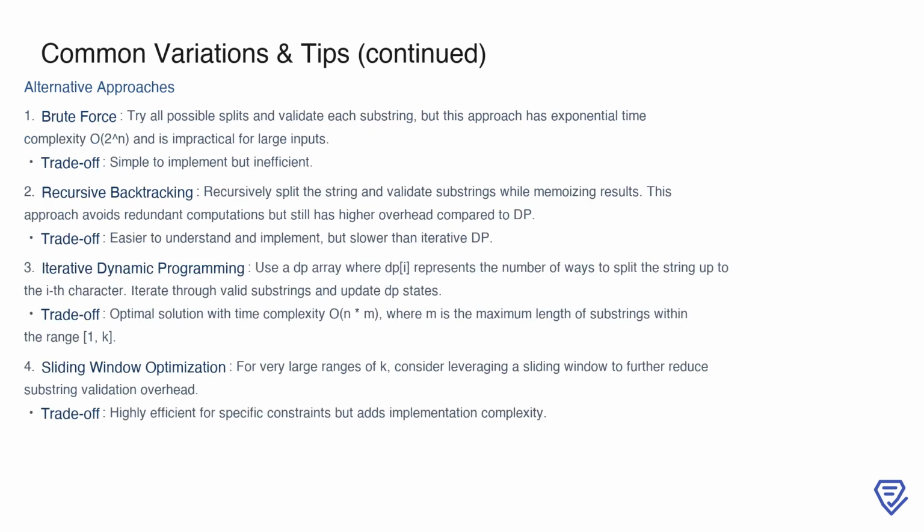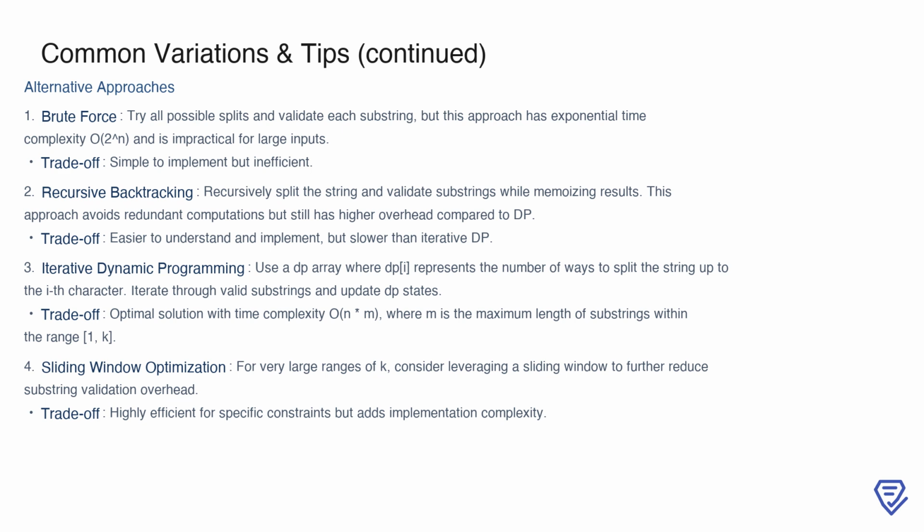There are multiple approaches to solving this problem, each with its own trade-offs. A brute force method involves trying all possible splits and validating each substring. While simple to implement, this approach has exponential time complexity, 2 to the power of n, and is impractical for large inputs. Recursive backtracking is another option, where you recursively split the string and validate substrings while memoizing results to avoid redundant computations. This method is easier to understand but slower than iterative dynamic programming due to its overhead.